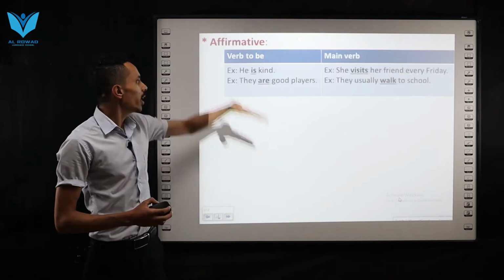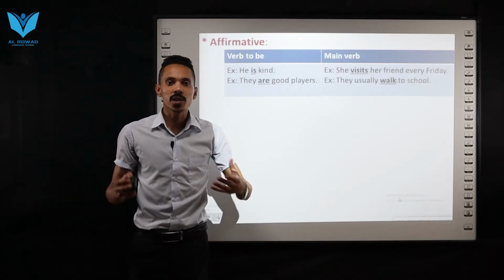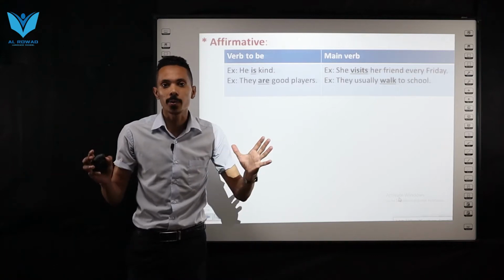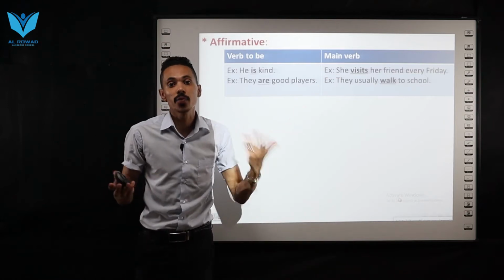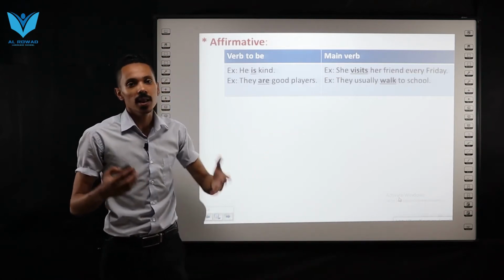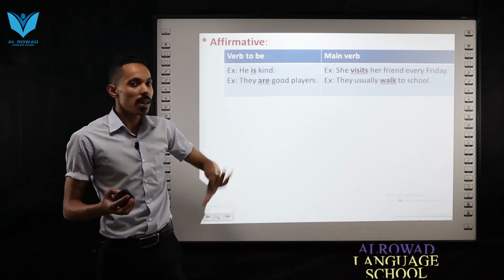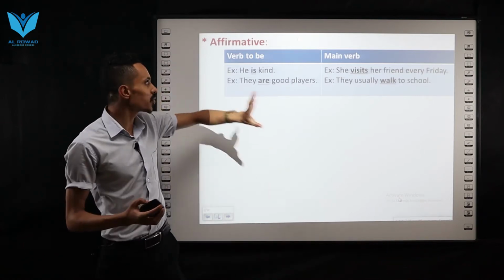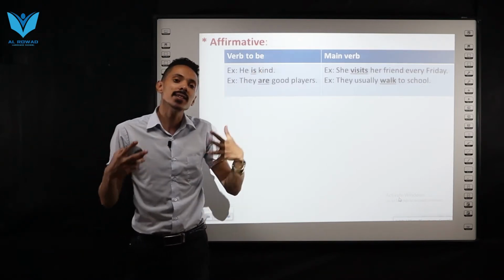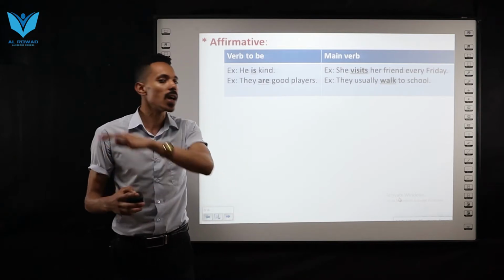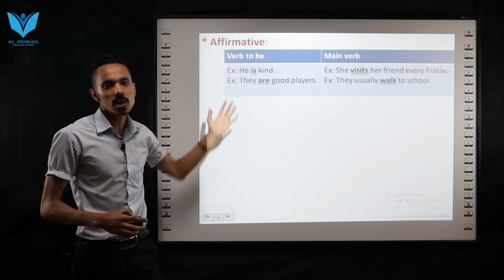After that, in the affirmative form, in fact, the verb of the sentence in the present simple is verb to be or main verb. I can't say he is playing. No, that's not right. Because the verb of the present simple is verb to be or main verb, I can't put them beside each other in one sentence. So here, the verb to be, for example, am, is or are.